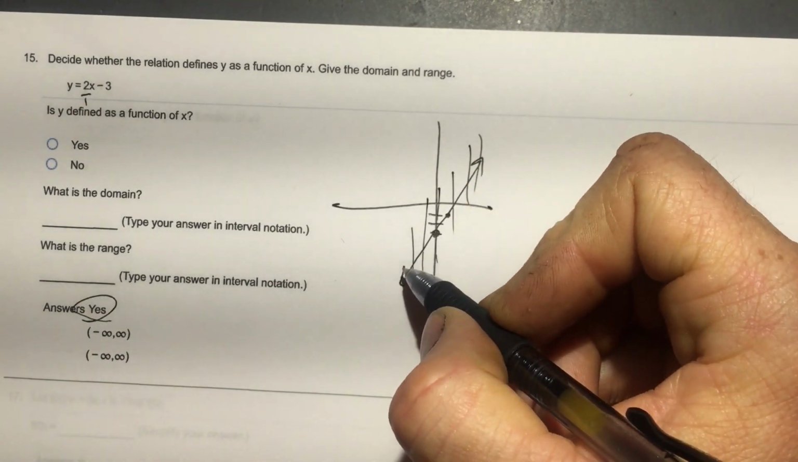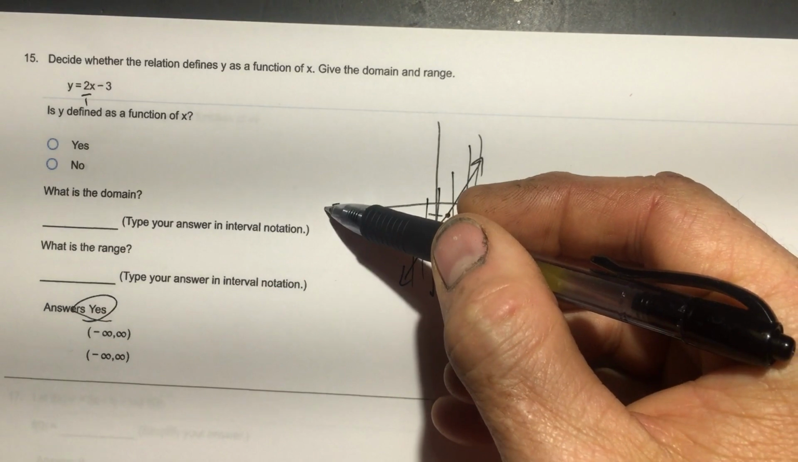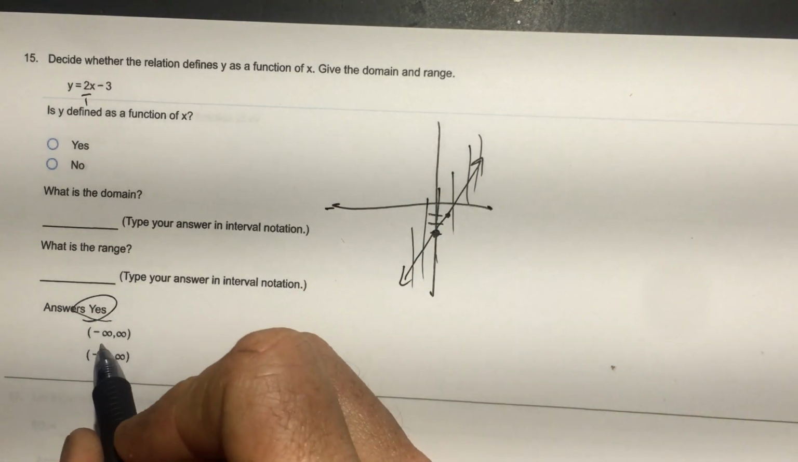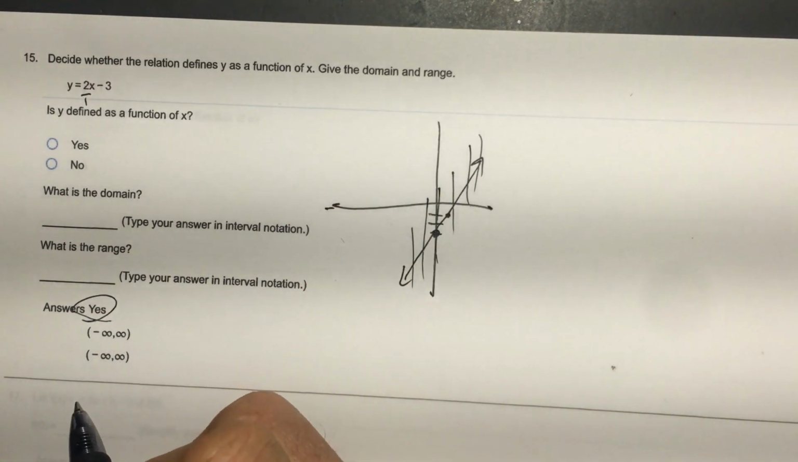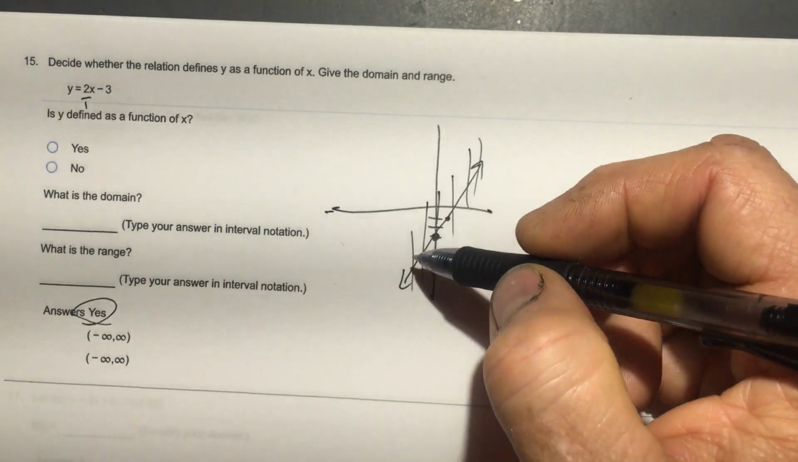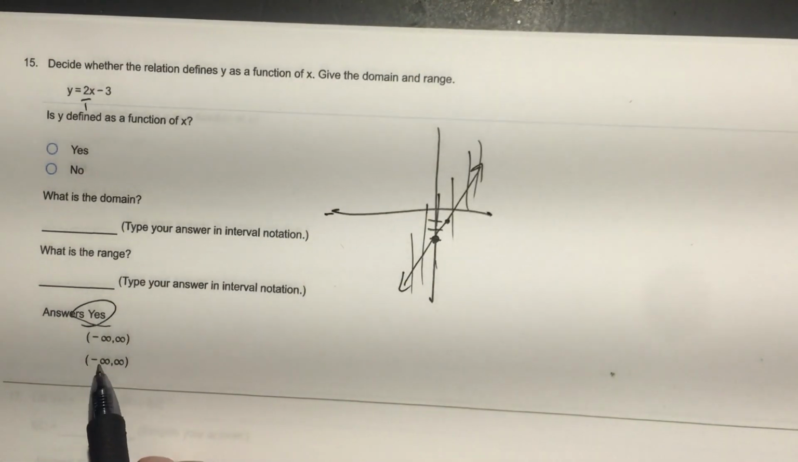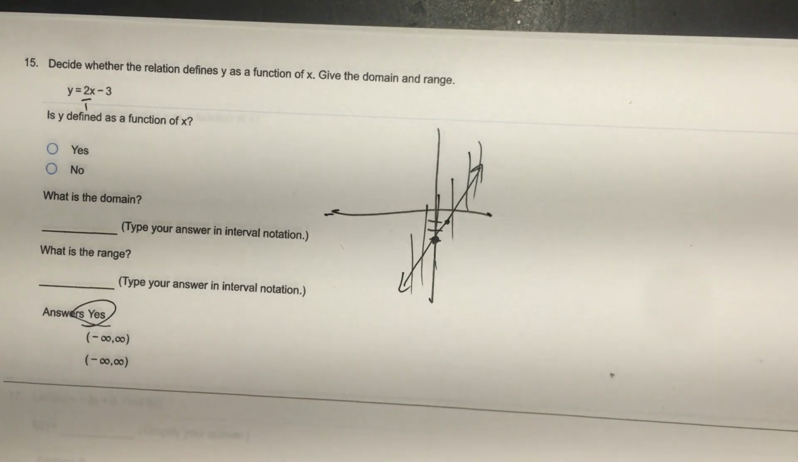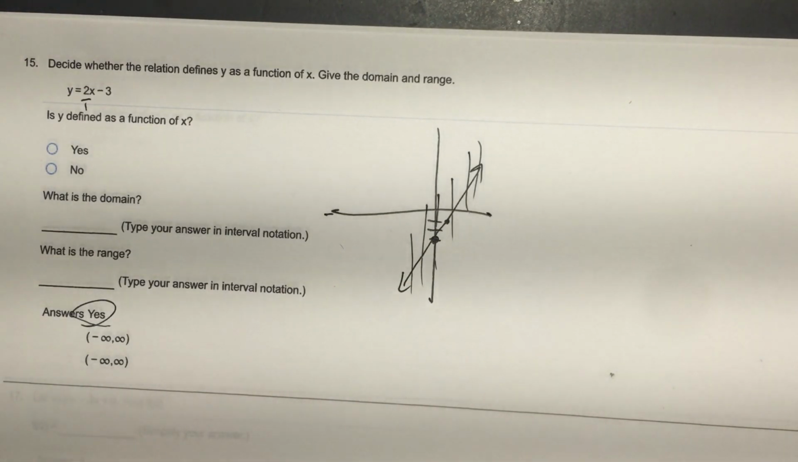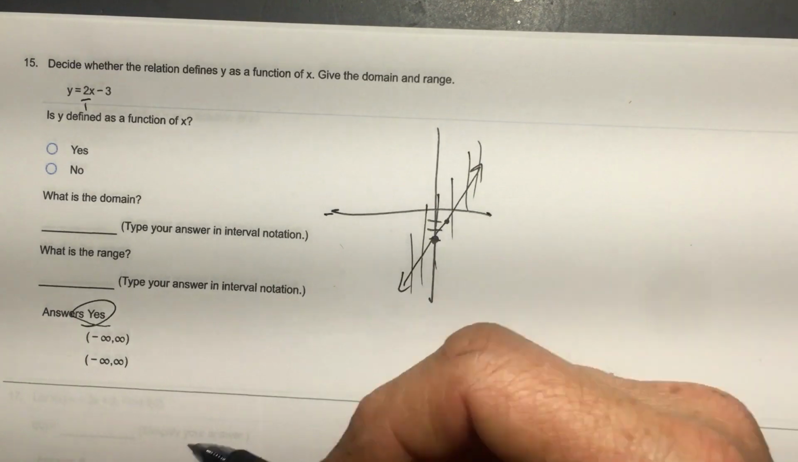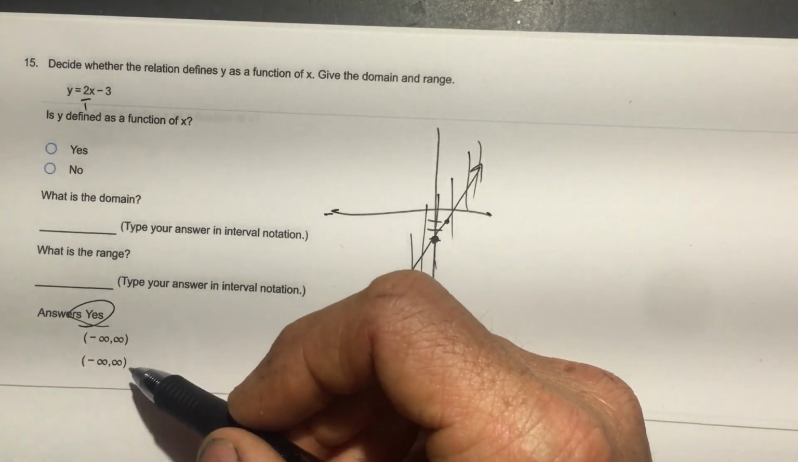And as far as the domain, this thing goes to the left forever and it goes to the right forever. So there'd be negative infinity to positive infinity. And as far as the range, it goes down forever, it goes up forever. So that would be my domain and range. So when you have a linear equation like this, that'll always be your domain and range.